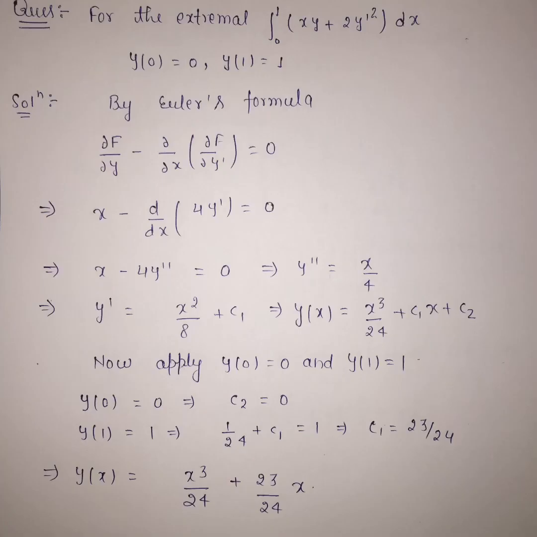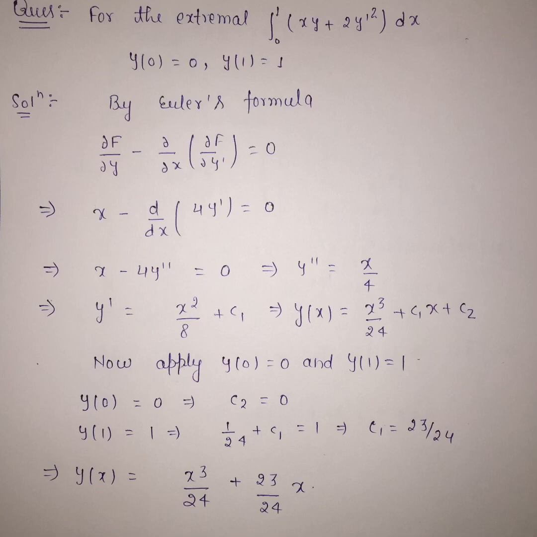Question number 6. For the extremal of the integral from 0 to 1 of xy plus 2 y dash square dx, at the points y0 is equal to 0 and y1 is equal to 1, what is the value of the extremal? So by Euler formula, we have del f over del y minus d over dx of del f over del y dash is equal to 0. So f is equal to xy plus 2 y dash square. Y dash is equal to dy by dx. So del f over del y is equal to x and del f over del y dash is equal to 4y dash. We will put the value in Euler's formula.